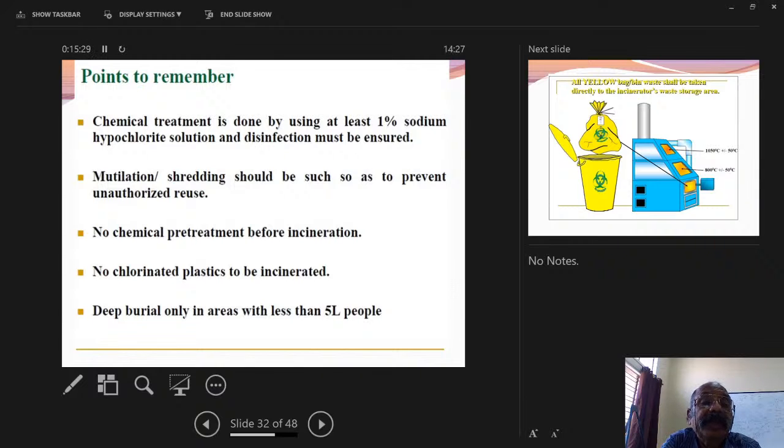Points to remember: chemical treatment is done by using at least a 1% solution of hypochlorite, and disinfection must be ensured. Mutilation and shredding should be such as to prevent unauthorized reuse, and no chemical treatment before incineration. No chlorinated plastics should be incinerated, and deep burial only in areas with less than 5 lakh people.